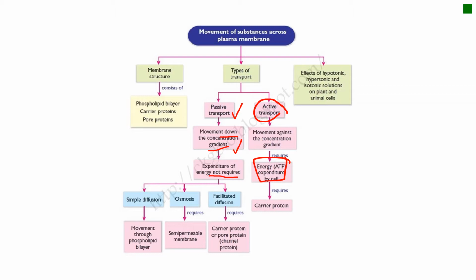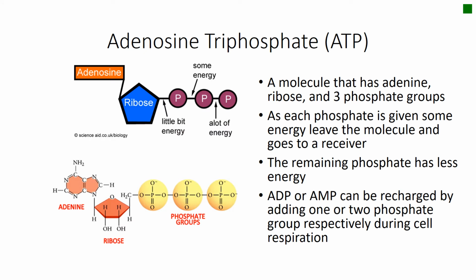Why does active transport need energy? Because active transport moves molecules against the concentration gradient. That's why it requires energy. Before we talk about active transport itself, let's talk about ATP, adenosine triphosphate, which is the battery of a cell. Now, ATP is a big molecule that consists of three different parts.